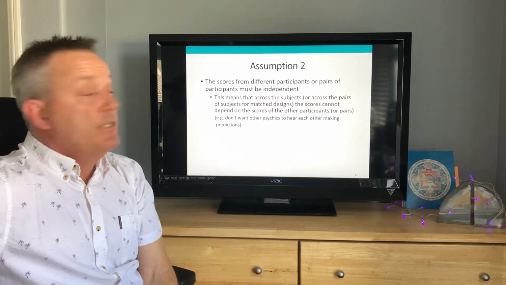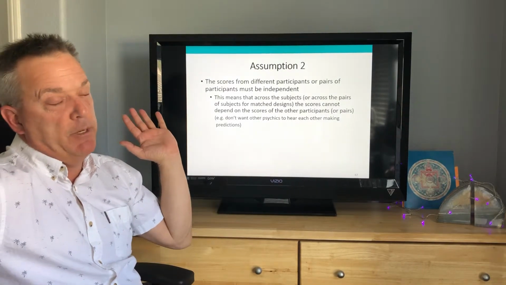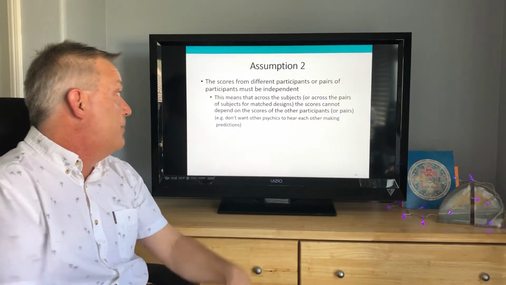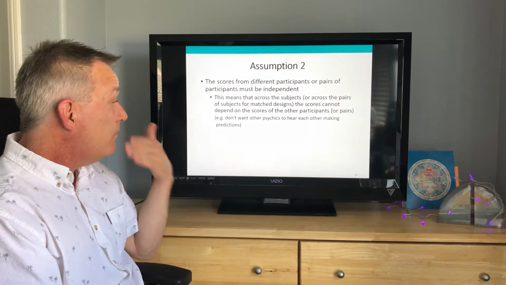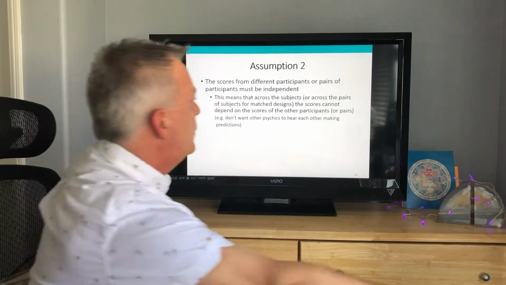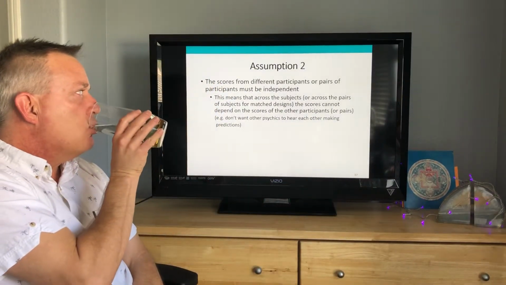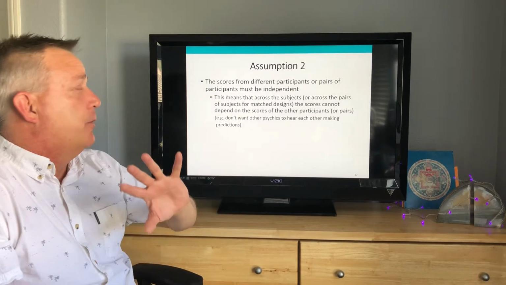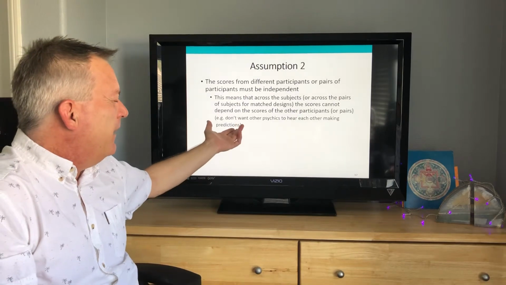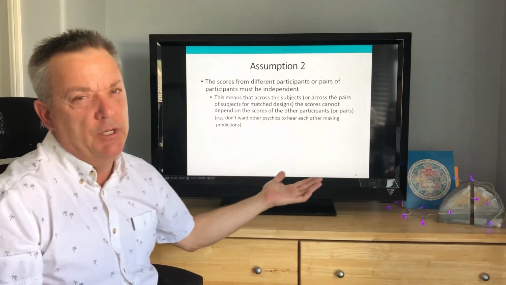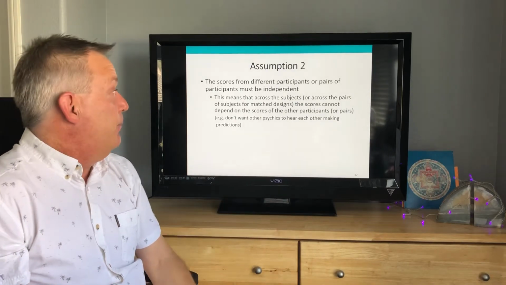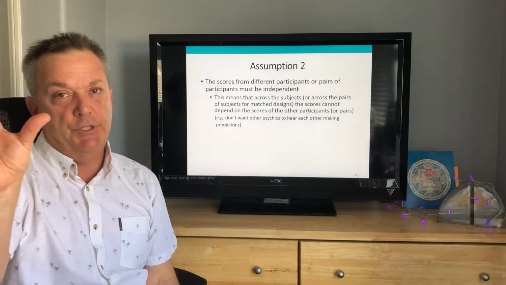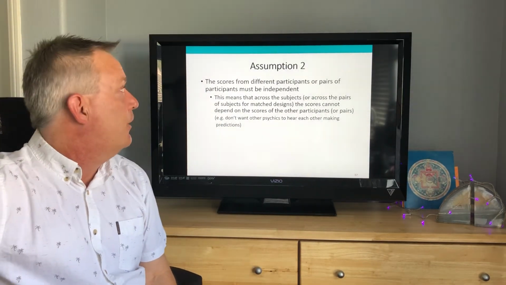The assumption number 2, similar to what we talked about with the one sample t-test, is that the scores from different participants or pairs of participants must be independent. This means that across the subjects, or across the pairs of subjects for a matched design, the scores cannot depend on the scores of other participants or pairs. And they gave the example before, a good example, that you want to have soundproof rooms, for example, so that you don't want other psychics to hear each other making predictions, so that the scores don't influence each other. You want to make sure that the scores are independent of each other.